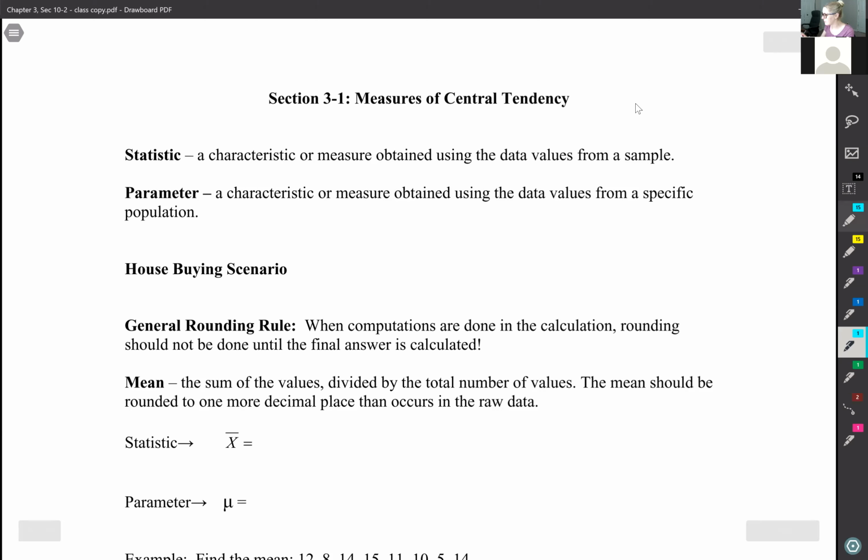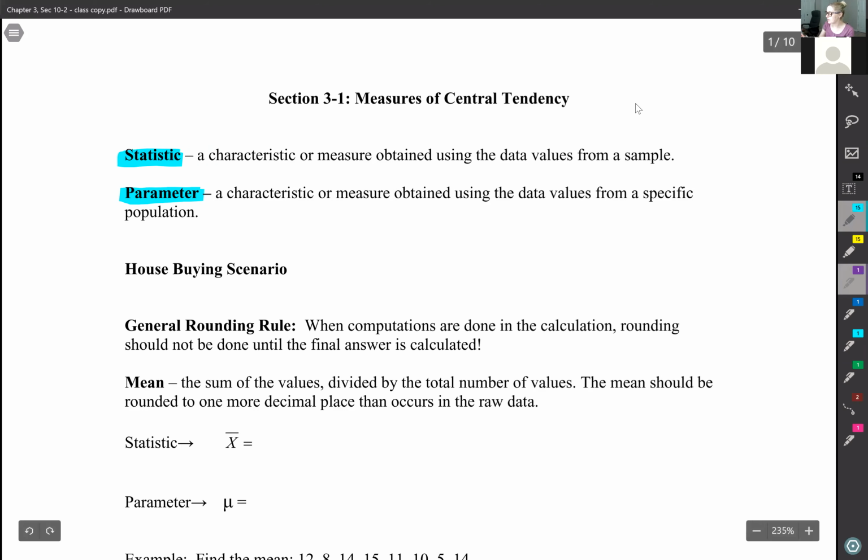First of all, we will define what a statistic is. It is a characteristic or measure obtained using data values from a sample. So when you've done a study or an experiment and found some results using a sample, this would be called a statistic. I know a lot of the time everything gets called a statistic, but if you've used the whole population, it's actually called a parameter instead. A parameter is a characteristic or measure obtained using the data values from a specific population.